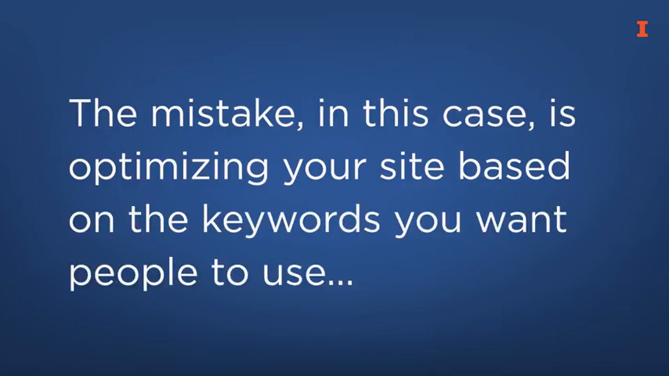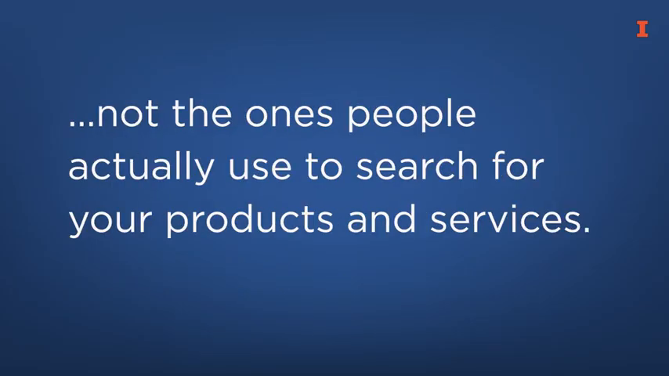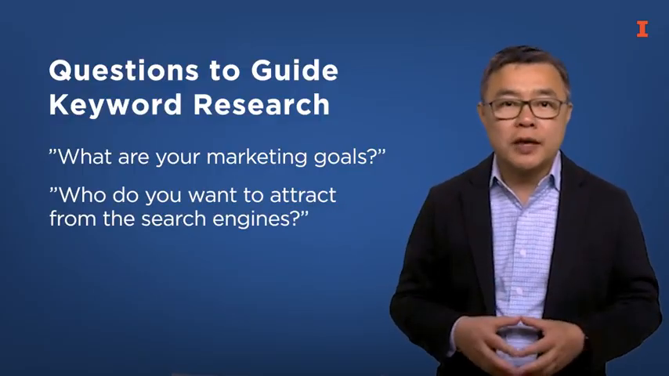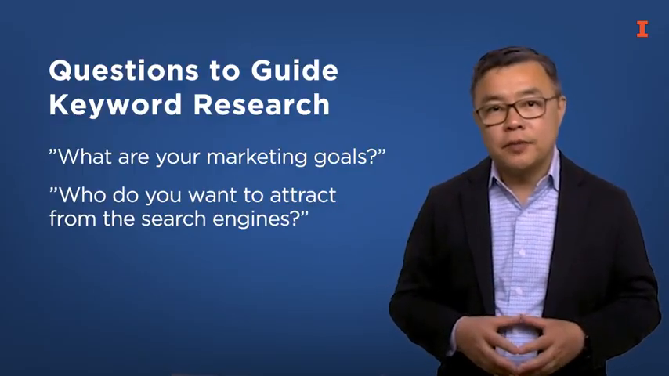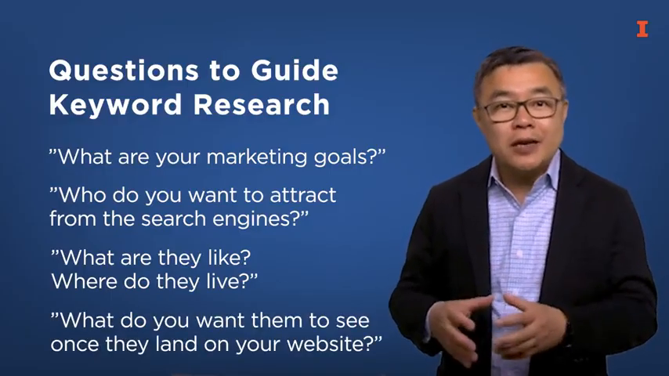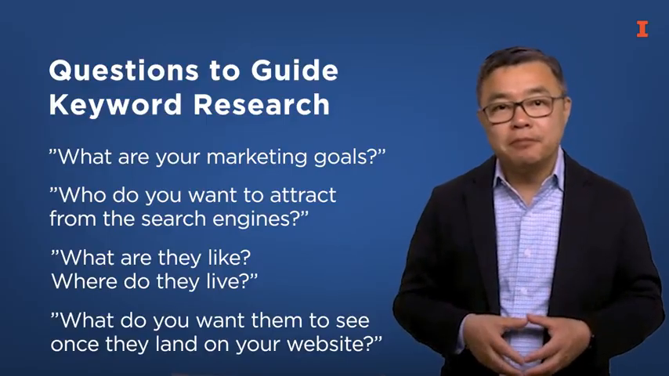The mistake in this case is optimizing your site based on the keywords you want people to use, not the ones people actually use to search for your products and services. Let's look at the problem from a different angle by asking the following set of questions. What are your marketing goals? Who do you want to attract from the search engines? What are they like? Where do they live? What do you want them to see once they land on your website? What do you want them to do on your site?